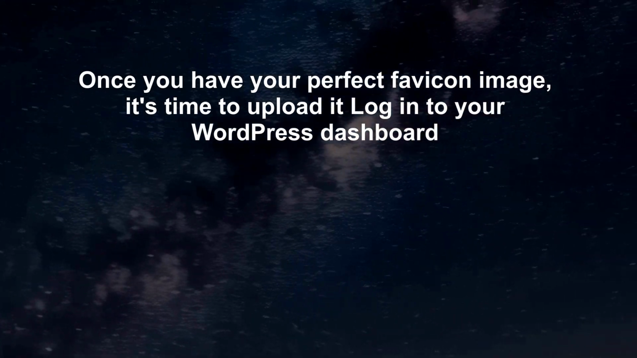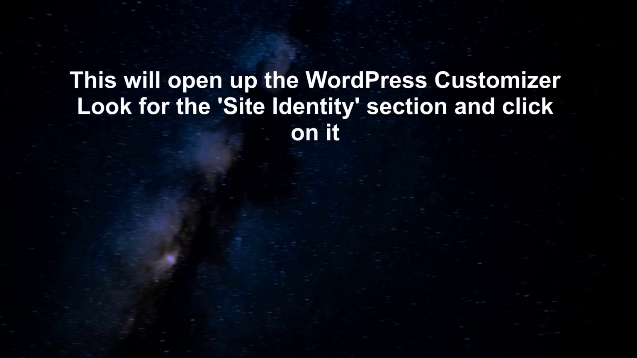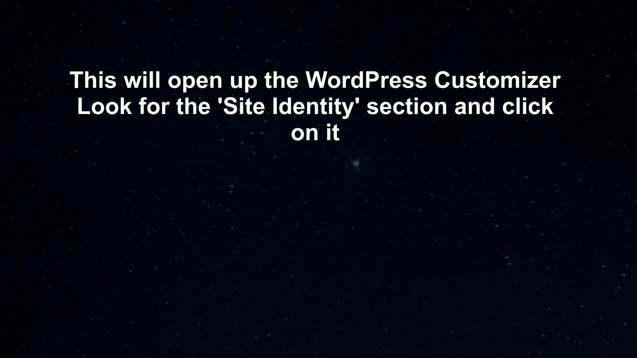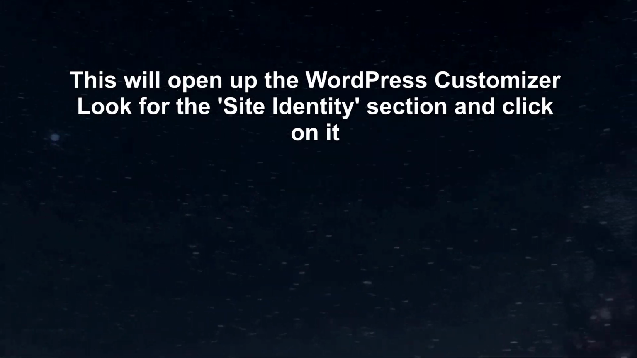Log into your WordPress dashboard. Navigate to Appearance in the left-hand menu. From the Appearance menu, click on Customize. This will open up the WordPress Customizer. Look for the Site Identity section and click on it.